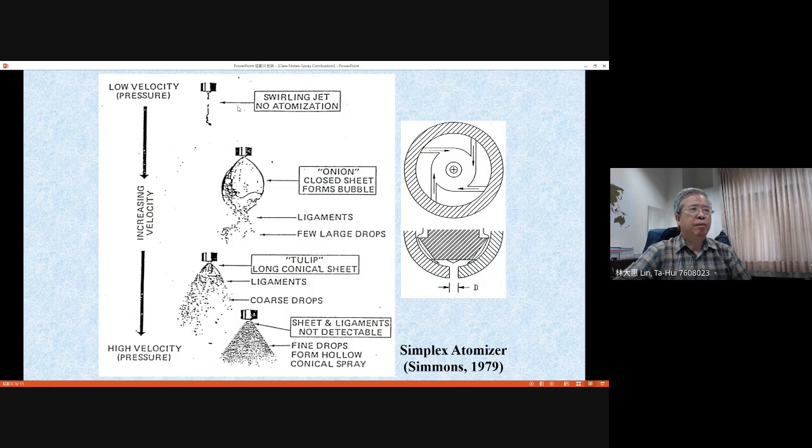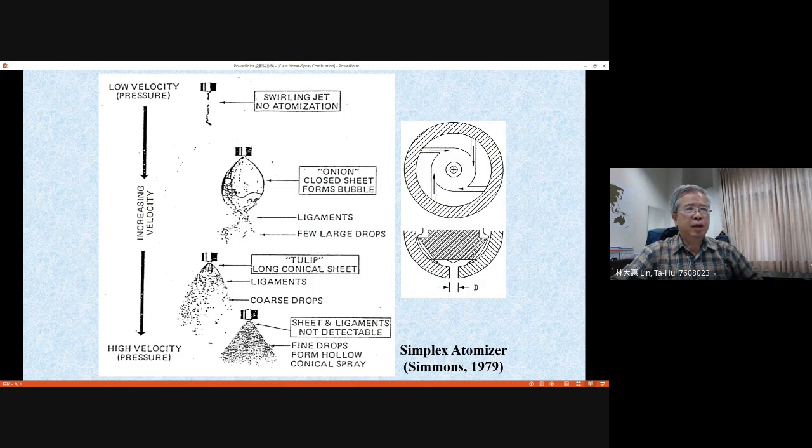Therefore, you can find out the mechanism from almost no atomization to full atomization, basically controlled by your flow velocity. This represents the influence of the aerodynamic resistance becoming stronger and stronger. Then they will enlarge the wavelengths on the liquid sheet and on the ligament and produce tiny droplets. This is the mechanism for the simplex atomizers.